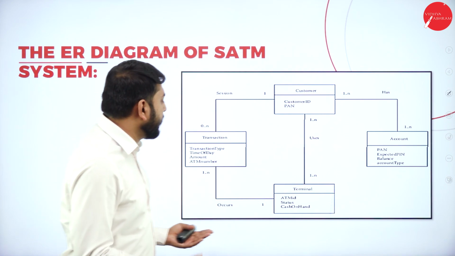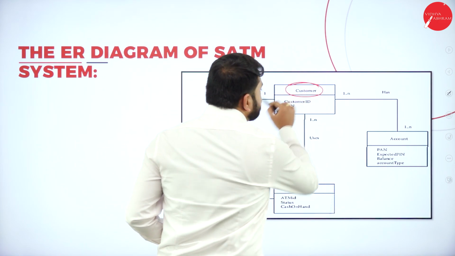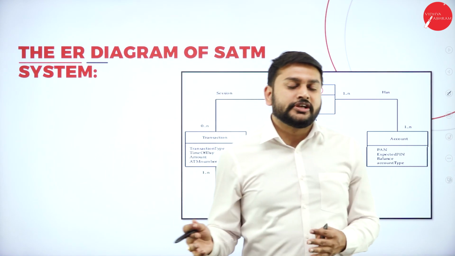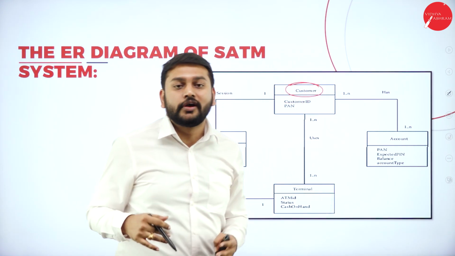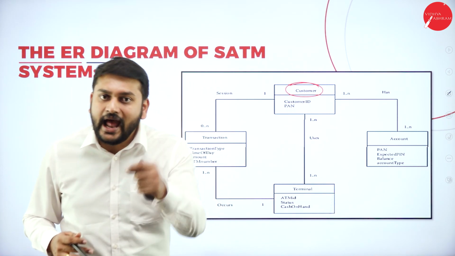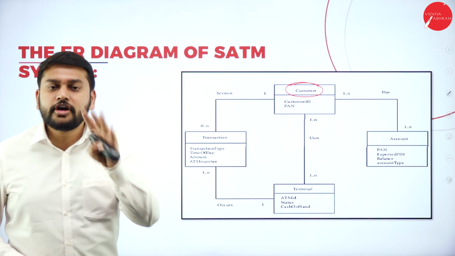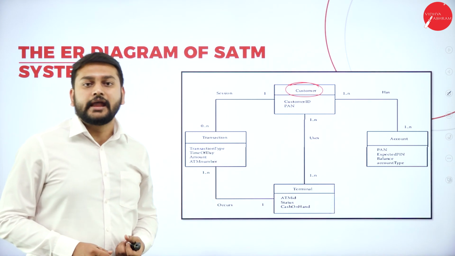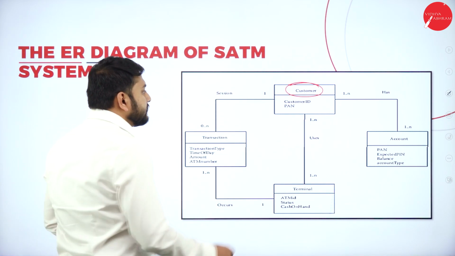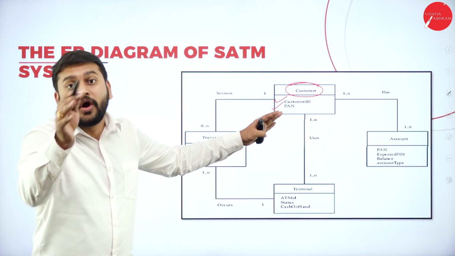Now I have identified 4 different entities in this diagram. The first entity that I have here is the customer. So what is an entity? Any physical object, any real world object, that is what I will call an entity, which has got properties. Like that, in the SATM system, we have identified 4 different entities which are depicted in the diagram. The first entity that I have is customer. This is the name of the entity and these are the properties or the attributes of the entity. That's what you need to understand here.